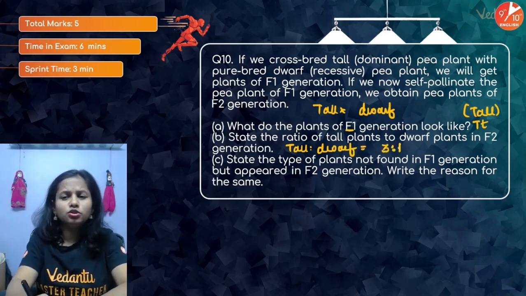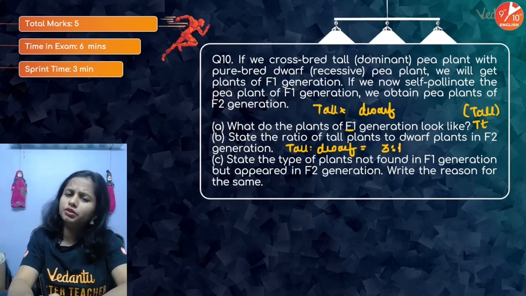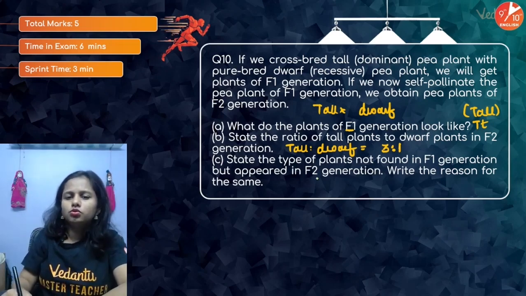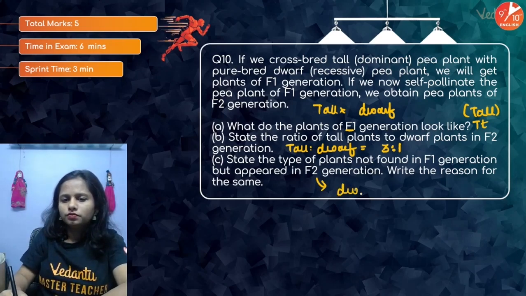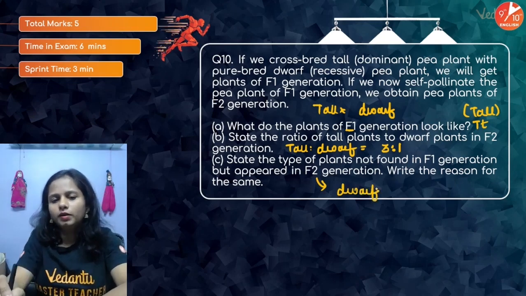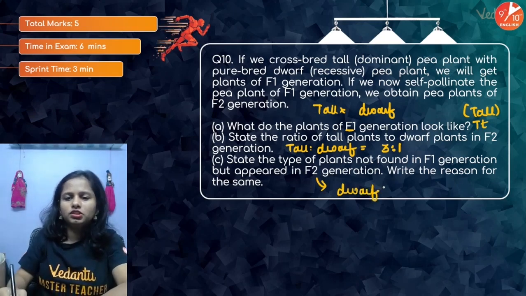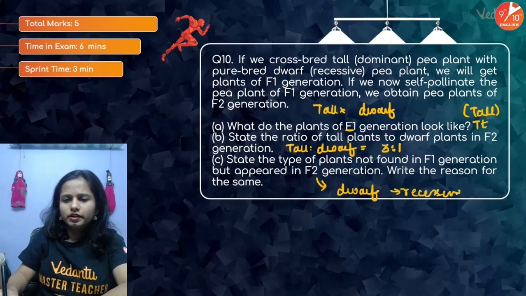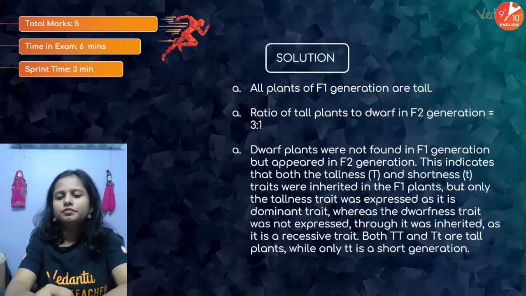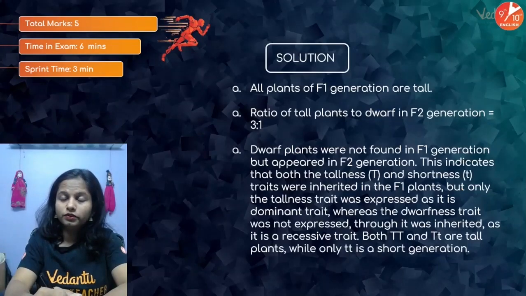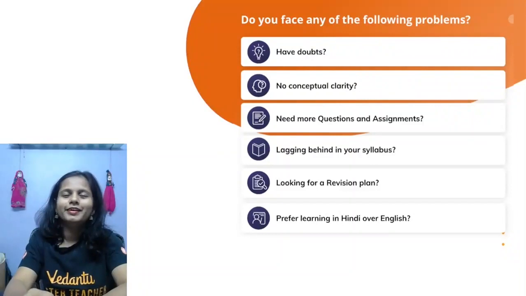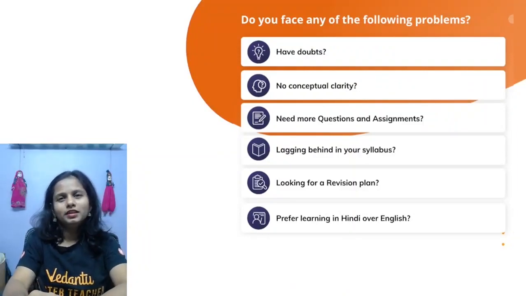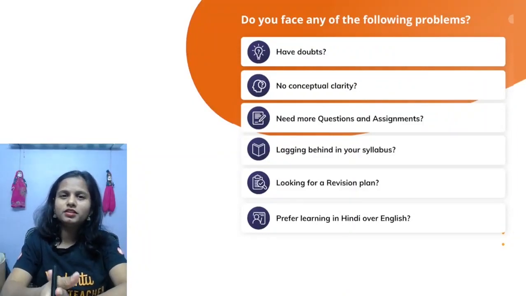State the type of plants not found in the F1 generation but appeared in the F2 generation. So these plants are of course the dwarf plants. Write the reason for the same. Dwarfness is a recessive trait. Yeah. So the majority of the questions are on monohybrid, but trust me, dihybrid cross is also important. So I hope whatever has been practiced in today's session will definitely be of much help to you.